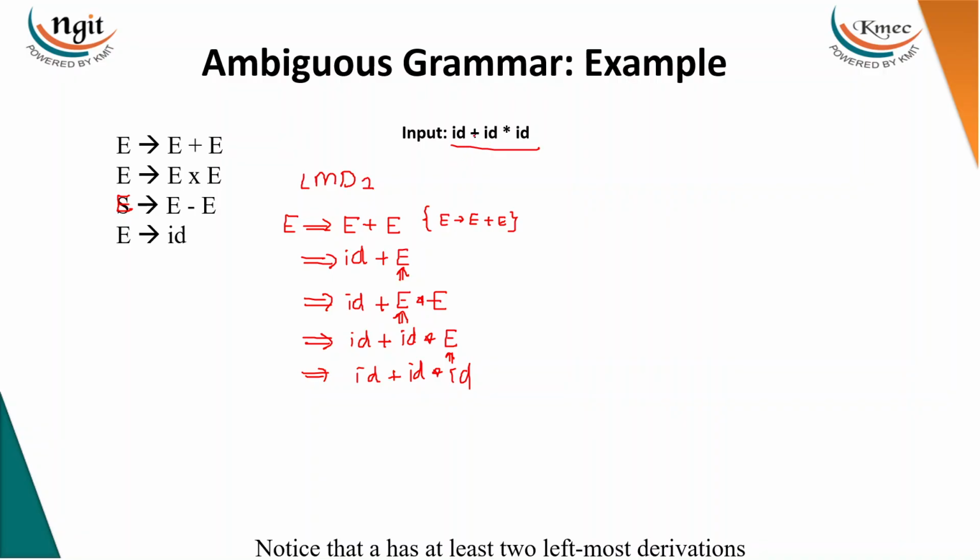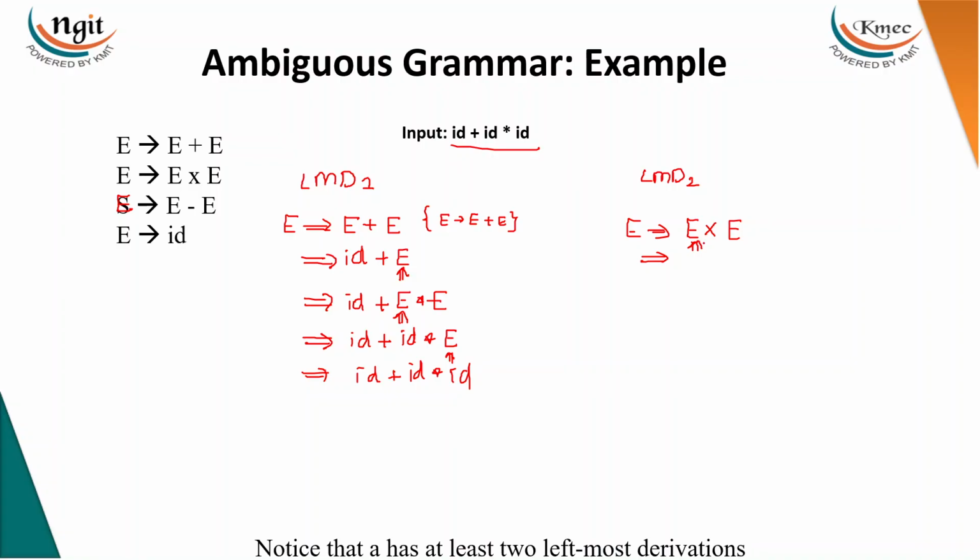For the same string, don't give another rightmost derivation. If you are able to give one more different leftmost derivation, then it is ambiguous. I'll go with another leftmost derivation. Earlier I substituted E plus E, right? Now I'll go with E star E. What is the need of going with that? So E star E, and what is the leftmost non-terminal here? E.